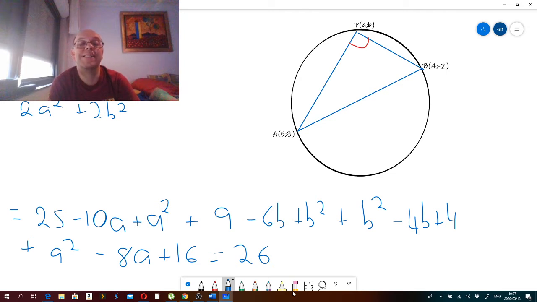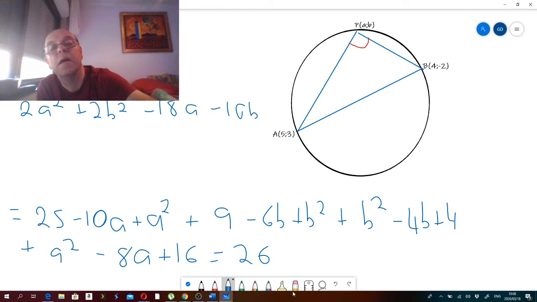Then we've got minus 10a and minus 8a, so that gives me minus 18a. And then minus 6b minus 4b, which is minus 10b. We can take all of the numbers over to the other side of the 26. There we've got 25 plus 9, which is 34, plus another 4, which is 38, plus 16, which is 48, plus 6, which is 54. So we'll bring the 26 over.